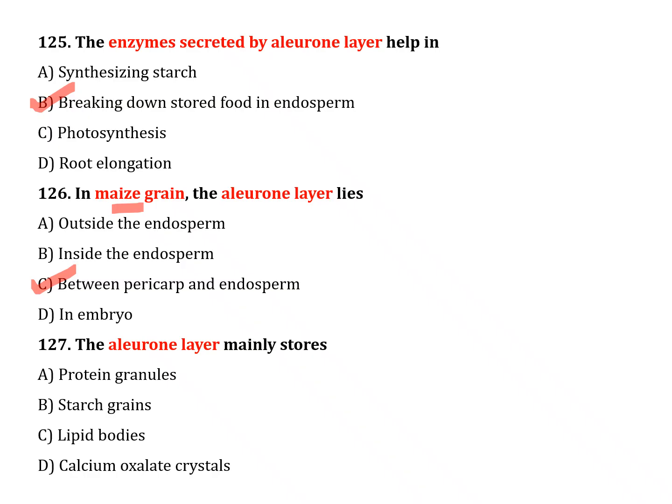The next question, number 127. The aleurone layer mainly stores option A protein granules, option B starch grains, option C lipid bodies, option D calcium oxalate crystals. Correct answer is option A protein granules.